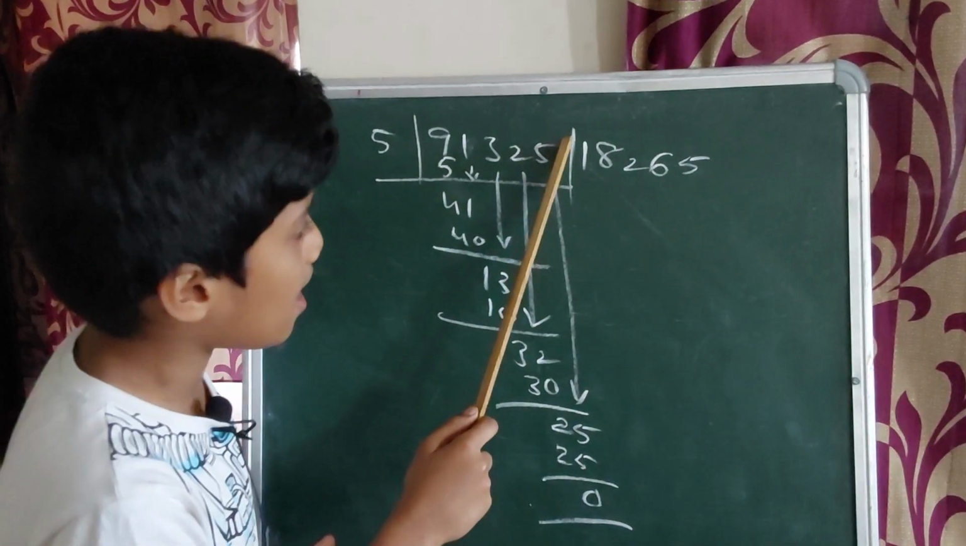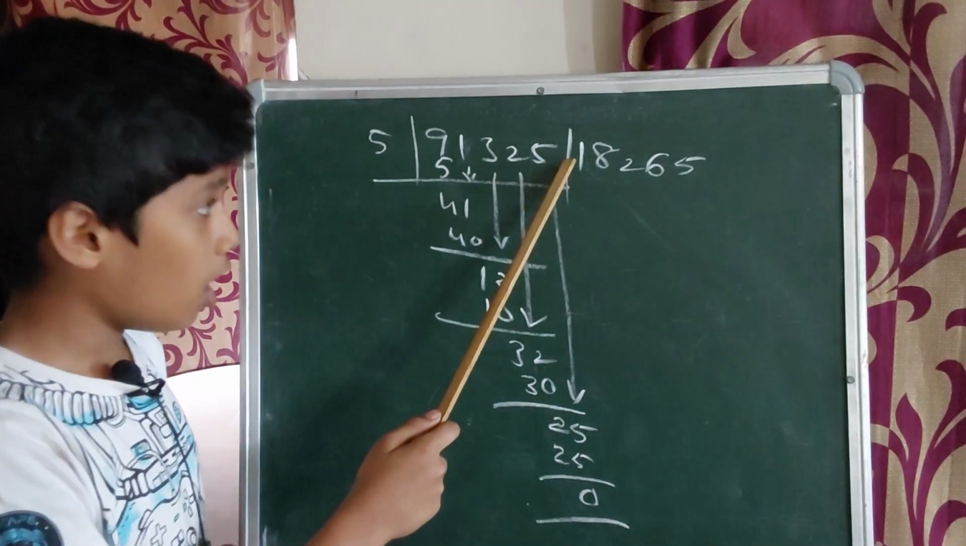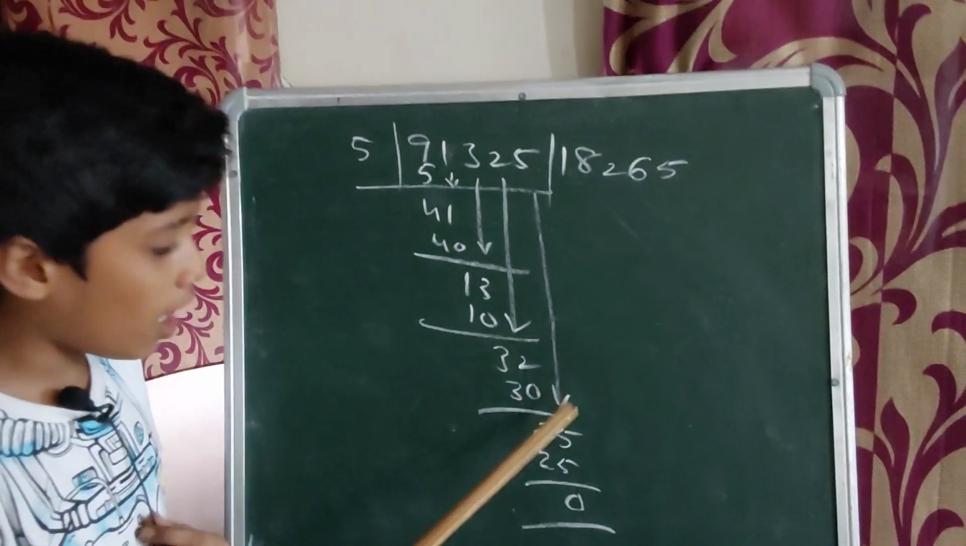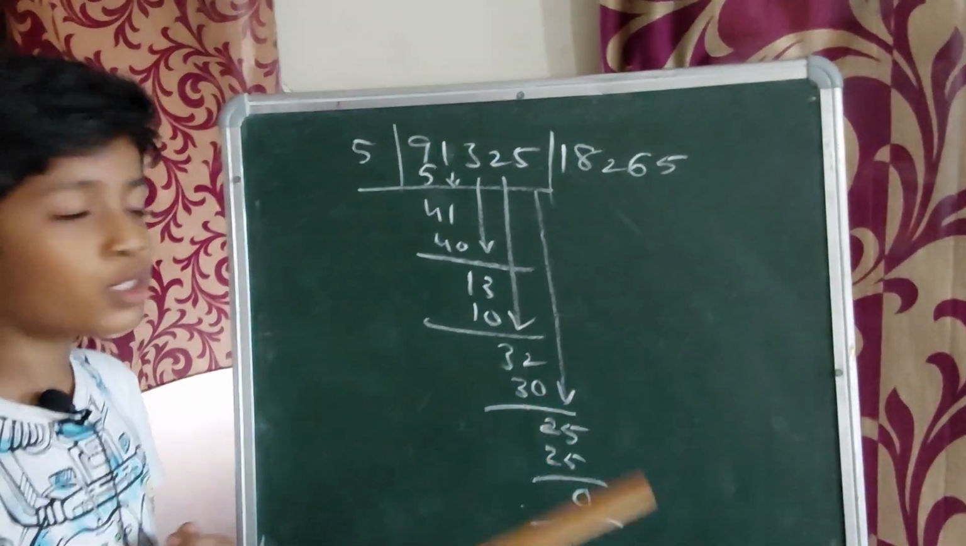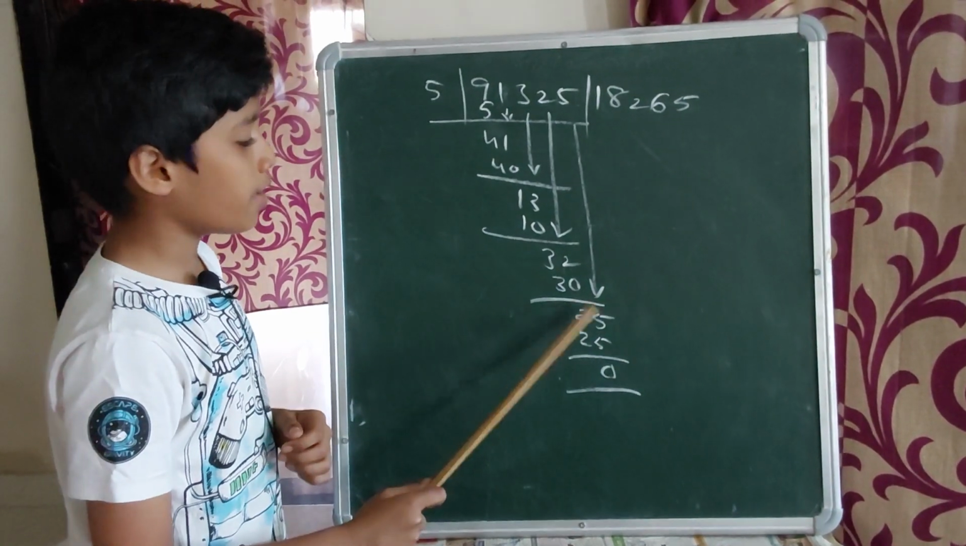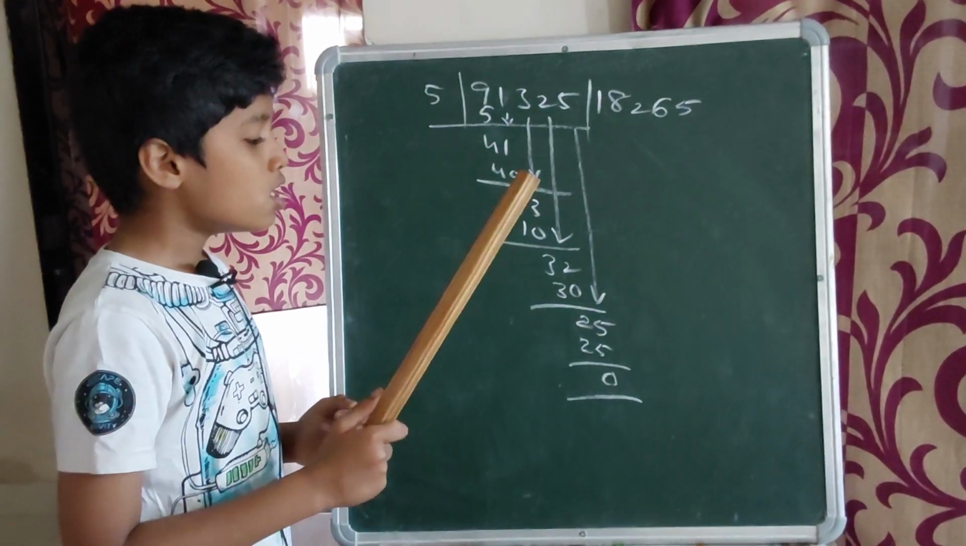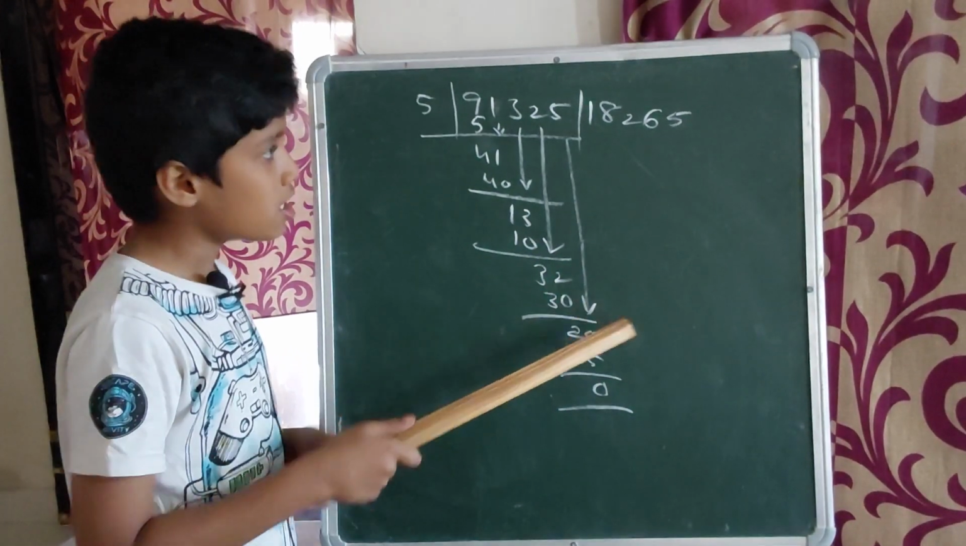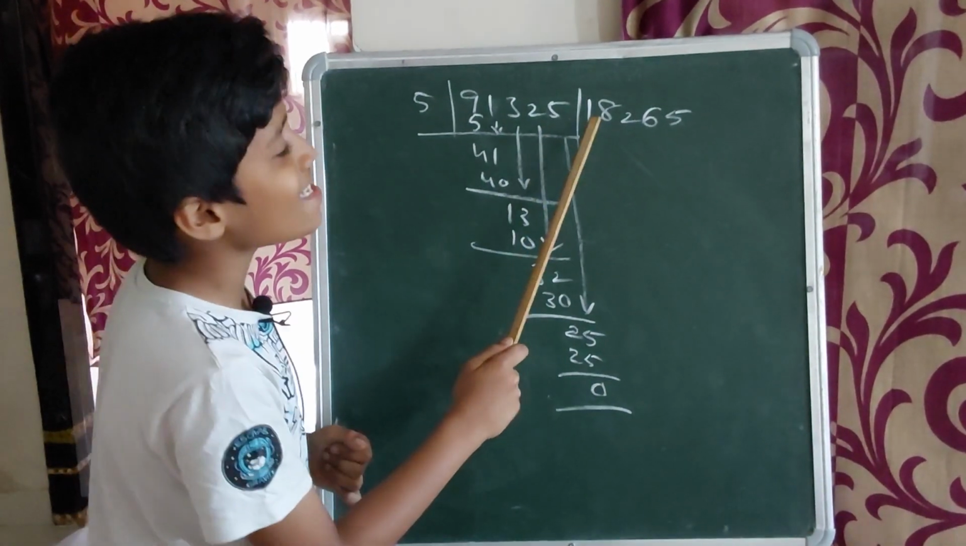And let us bring our last and final number, 5. So, I brought it down, so it becomes 25. 5 5s are 25. So, 25 minus 25 is equal to 0, and the final remainder is 0. And our quotient is 18265.